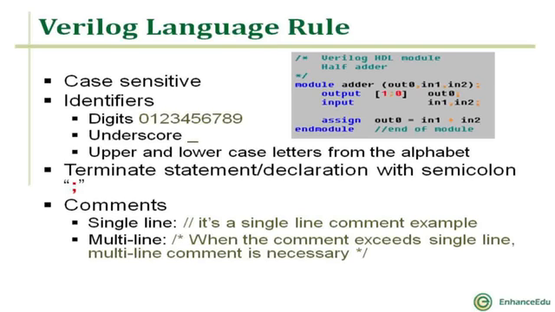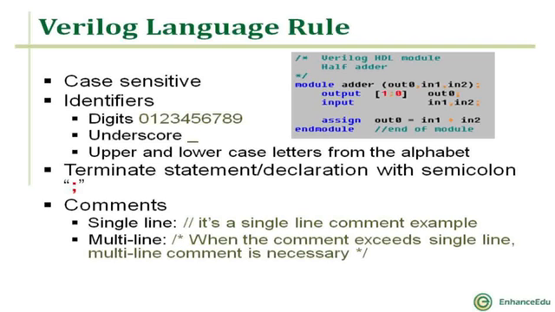if you change the case of writing the program, it will give errors. If you use a mixture of upper and lower case letters, it will give errors. The identifiers can be digits from 0 to 9, an underscore, or upper and lower case letters from the alphabet. There are also single line and multiple line comment arrangements, like in C.